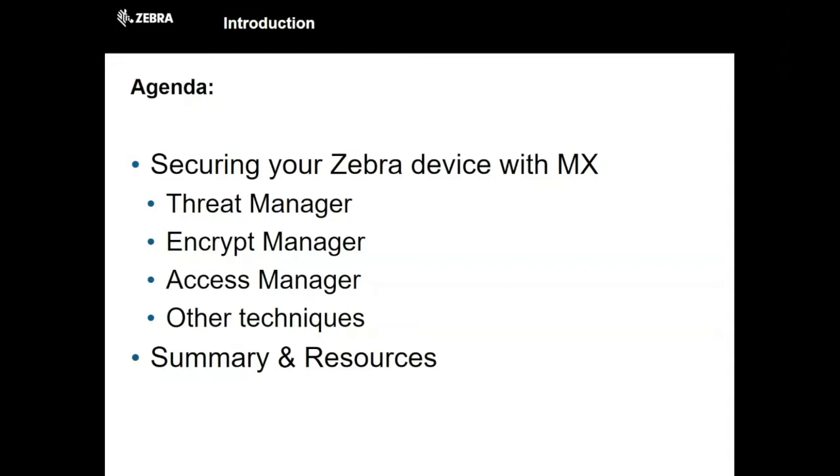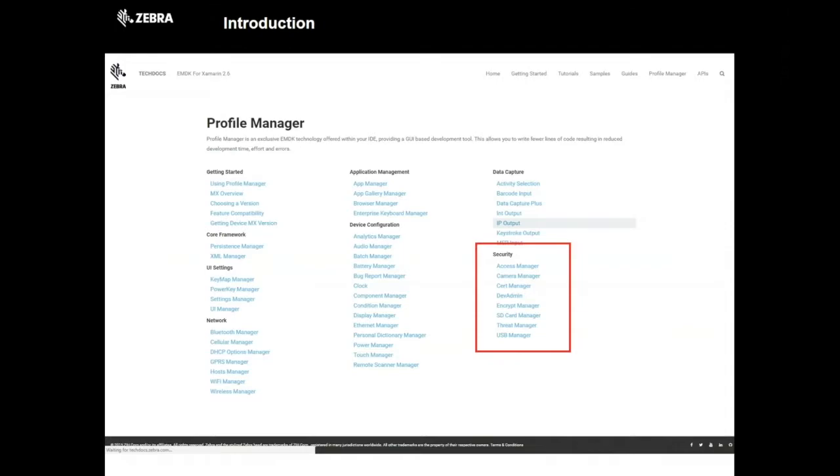We've got a few things here on the agenda: Threat Manager, Encrypt Manager, Access Manager, and then some of the other security techniques that I'll be going over. All of the code that I'll be presenting today is available in GitHub, and the links are at the back of the deck. If you go on to our developer portal and click on EMDK for Android or EMDK for Xamarin, those are our two native developer kits for Android, and you click on profiles, then you'll see all of this large swathe of managers, or CSPs as we call them, that you can access and interact with.